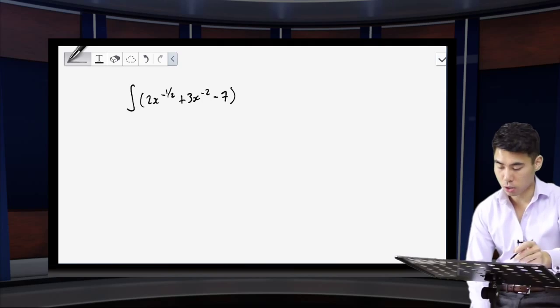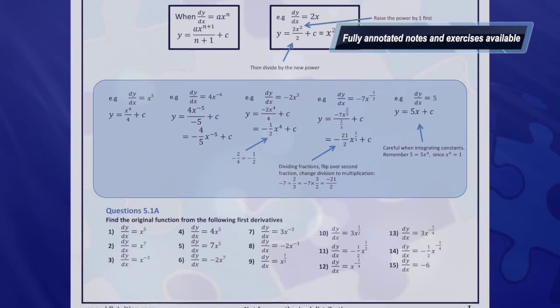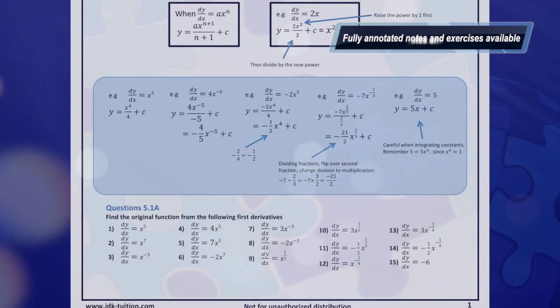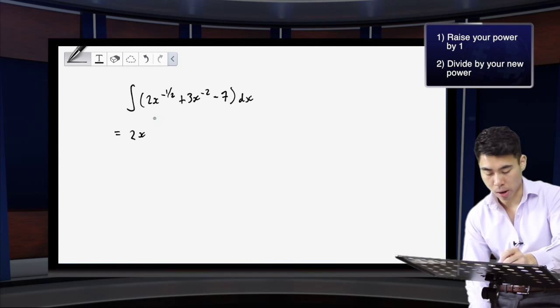We're going to integrate this with respect to x. So looking at our first term, I'm going to integrate this one here. 2x to the minus half then becomes 2x. That minus half becomes positive a half, dividing through by a half.